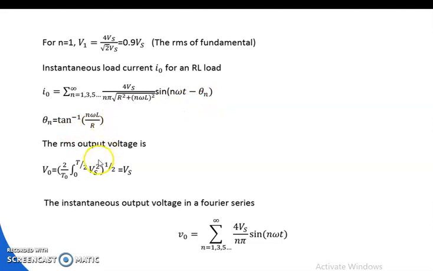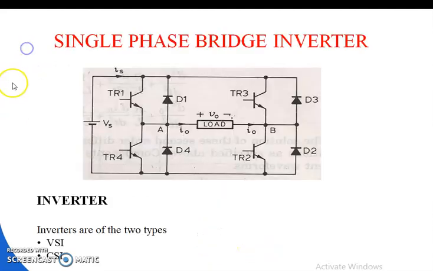The RMS output voltage V0 is equal to the square root of 2 by T0 times the integral from 0 to T0 by 2 of Vs squared, that is equal to Vs. The instantaneous output voltage in a Fourier series is V0 equal to the summation for n equal to 1, 3 to infinity of 4 Vs by n pi sin n omega t.